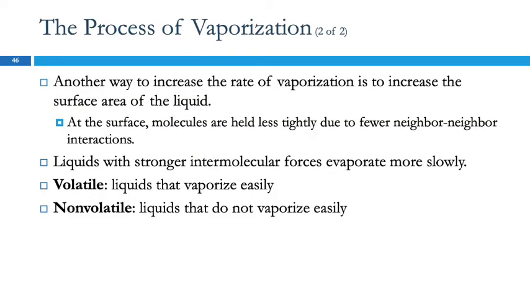Another way to increase the rate of vaporization is to increase the surface area. So if you had half a cup of water in a drinking glass sitting on the counter, and you took half a cup of water and spilled it on the counter, and it just went all over the place, which amount of water is going to disappear, evaporate more quickly? The one that's all spread out, right?